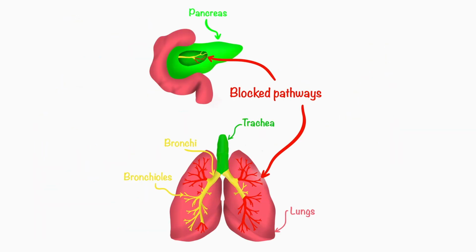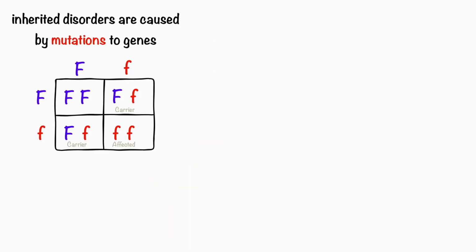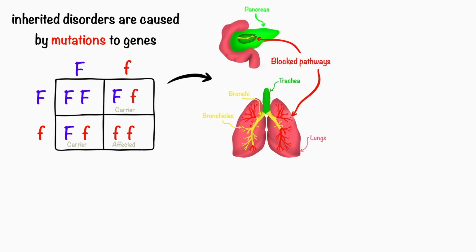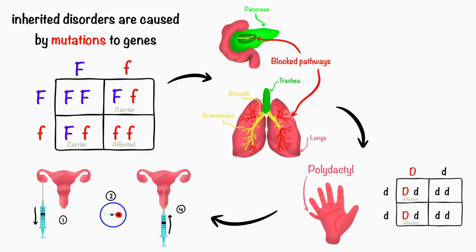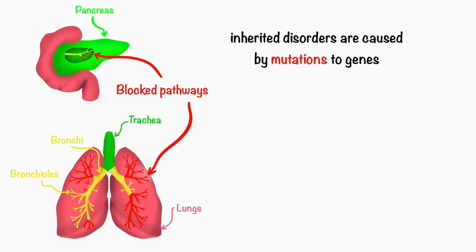In our next episode, we'll explore how these inheritance patterns can lead to genetic disorders when certain mutations are passed down through families. In this episode, we'll explore inherited disorders. We'll start by outlining what inherited disorders are, then discuss examples such as cystic fibrosis and polydactyly, and finally look at embryo screening and the ethical questions it raises. Some disorders can be inherited from your parents through the genes they pass on to you.